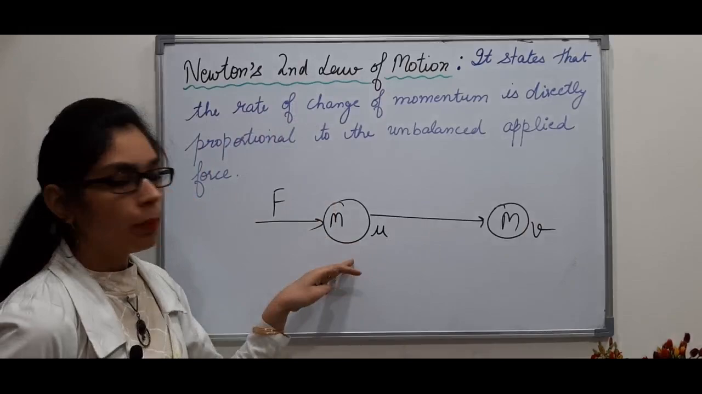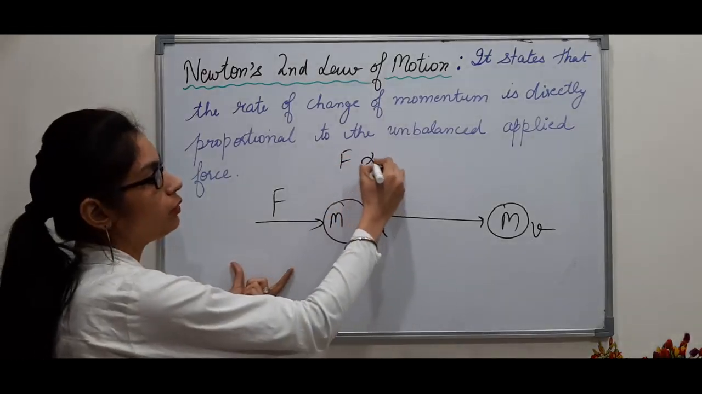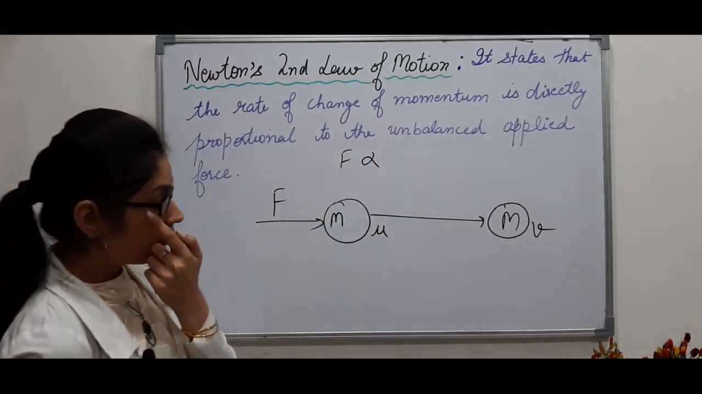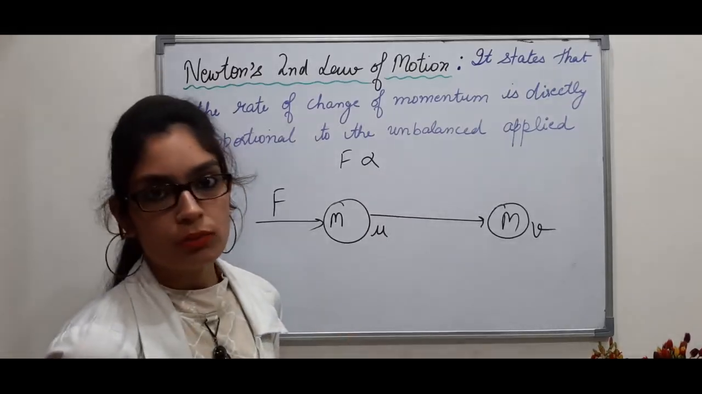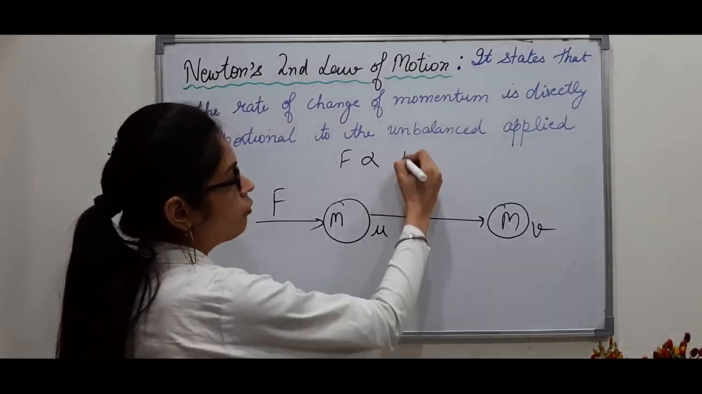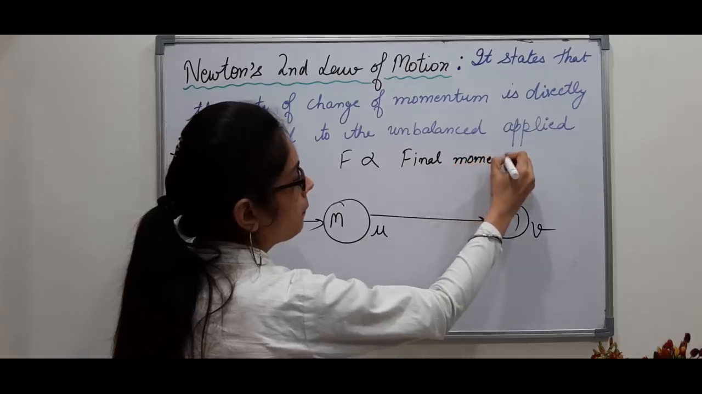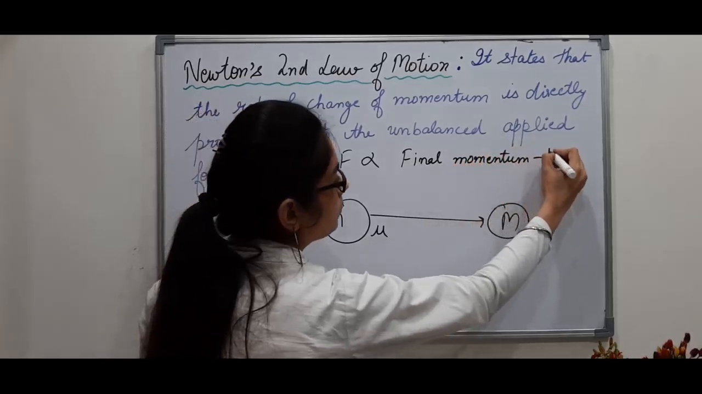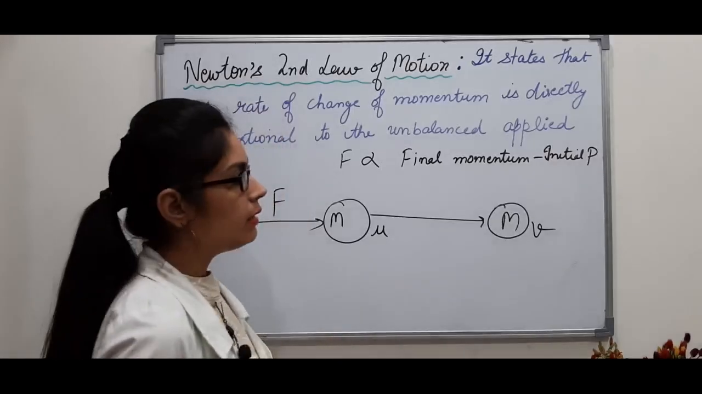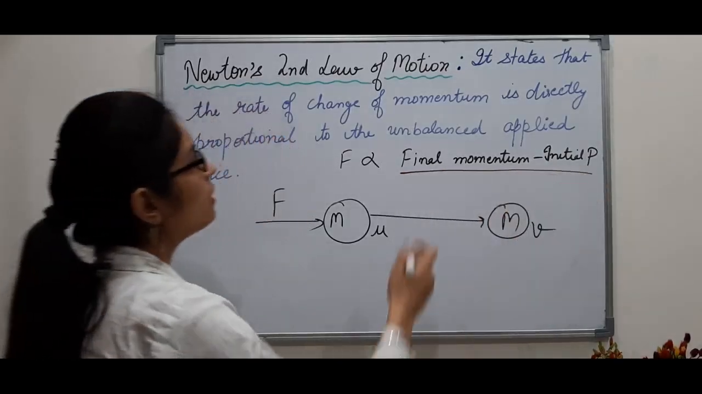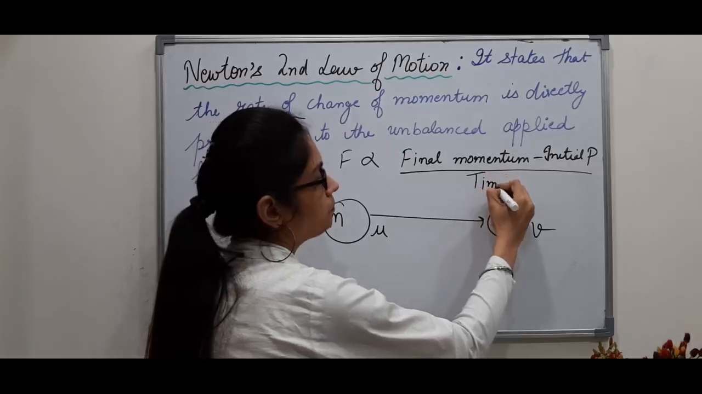Then the rate of change of momentum is directly proportional to the force. So what will we get from there? Rate of change of momentum means, first of all, what is change of momentum? Change of momentum will be final momentum minus initial momentum. P I can write because its symbol is P, and it is telling us rate of change. So rate of change means it is divided by time.